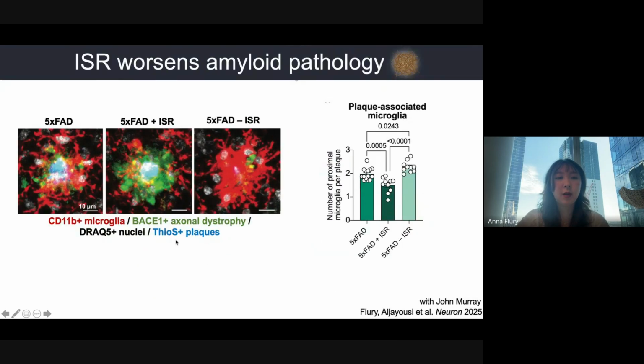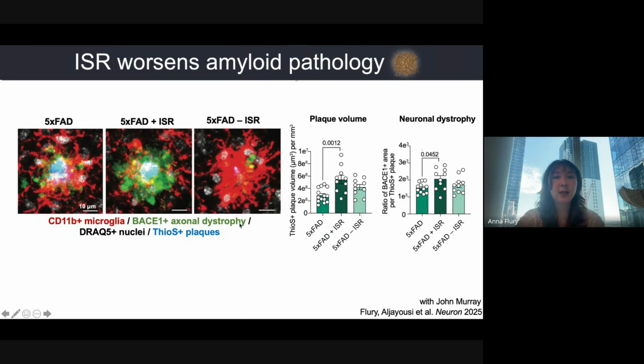And so first we started looking at amyloid and amyloid-associated phenotypes in our 5xFAD model, with or without increased levels of microglial ISR. What we found is that when we increase ISR, we see a lot fewer of our microglia, which are here in red again, around our blue amyloid plaques. But if we inhibit ISR, now microglia are going a lot to the plaques.